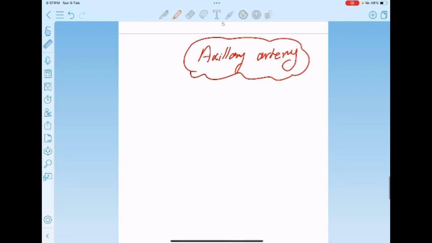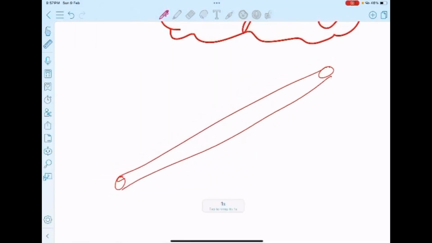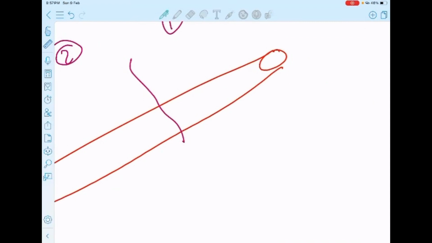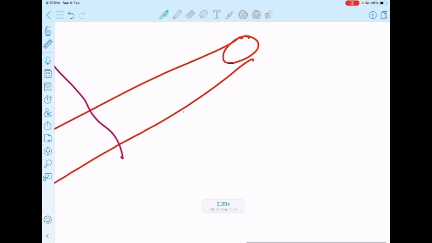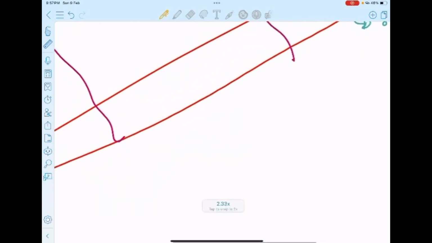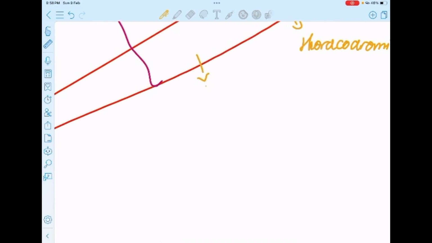Moving forward to the axillary artery, let's draw it. Let's imagine that this one is the axillary artery. Something to mention is that the axillary artery is divided into 3 parts: Part 1, Part 2, and Part 3. Part 1 has only one branch, which is called the superior thoracic artery. Part 2, the second part of the axillary artery, has 2 branches. The first one is the thoracoacromial, and the second one is the lateral thoracic artery.